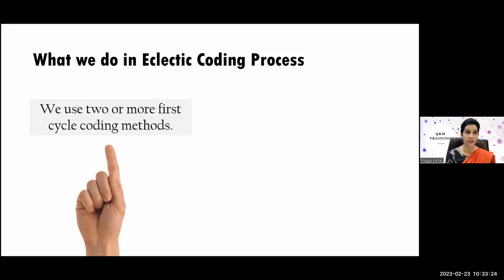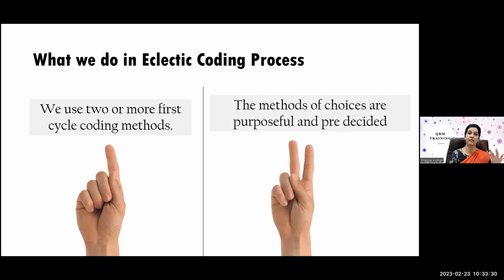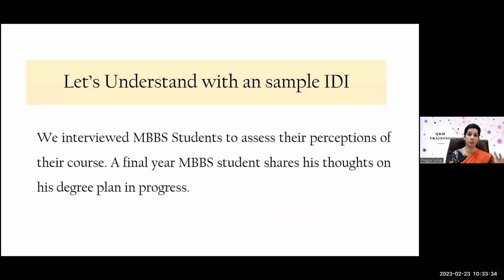You cannot directly refine your code. Remember, it is a process. I cannot do the right coding the first moment. No, it's a process, and it takes 2, 3, 4 iterations to make it perfect. So we use two or more first cycle coding methods, and these choices are purposeful and predecided. It will depend on your research question, or on your central phenomena.